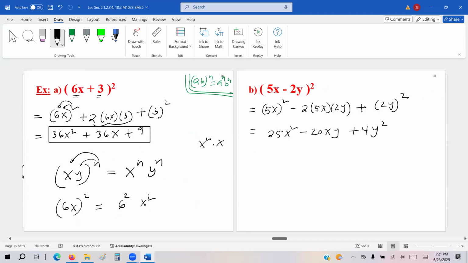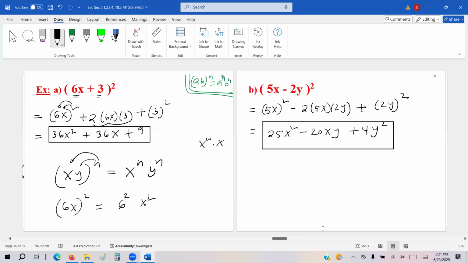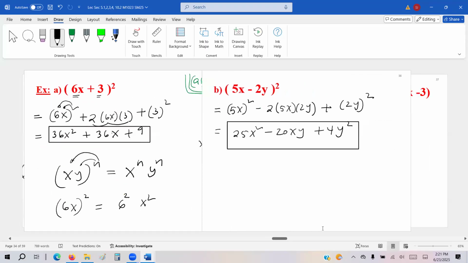Because you're using the negative to subtract. That's all you have to do. And then one more. So these are the first two binomial squaring. And now you're going to do an example on difference of perfect squares, which is very important.